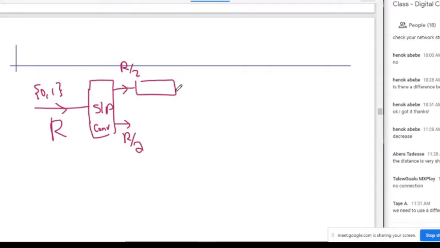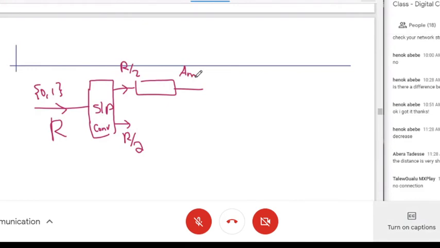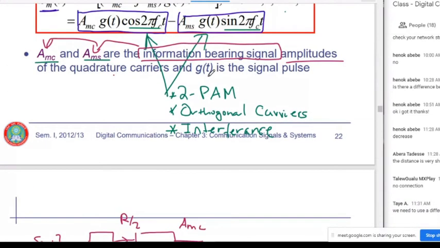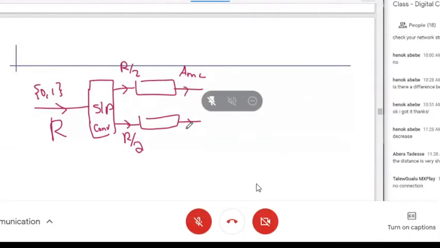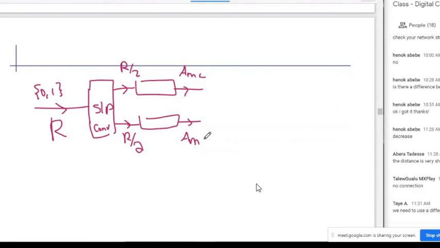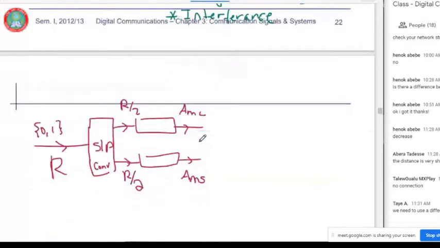We take the first bits, and then we take a certain group of bits, and these bits are used to generate the coefficient AMC, and from here the coefficient AMS would be generated. And then each of them, if you have g of t, the same g of t would be given for both.